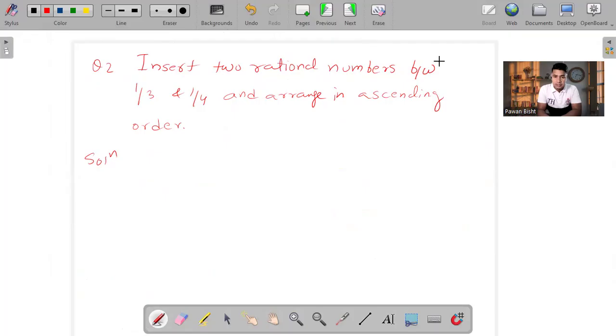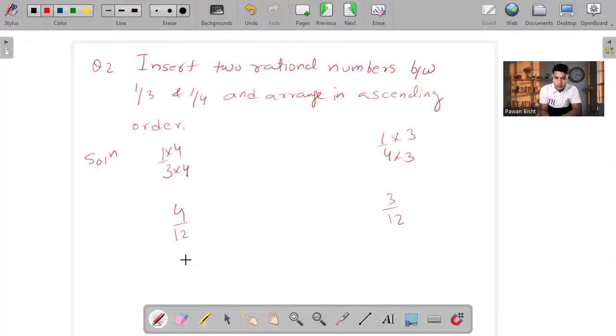Okay, so you have to insert two rational numbers between 1 upon 3 and 1 upon 4. So this is 1 upon 3 and this is 1 upon 4. The LCM of 3 and 4 is 12. Try to make the denominator the same by multiplying numerator and denominator, in this case, by 4 and here by 3, because the LCM is 12, right? So here I need to make the denominator 12. How? Multiply numerator and denominator by 4. Here multiply numerator and denominator by 3. Correct. So you get 4 upon 12 and 3 upon 12.